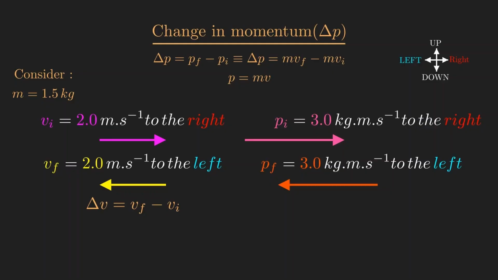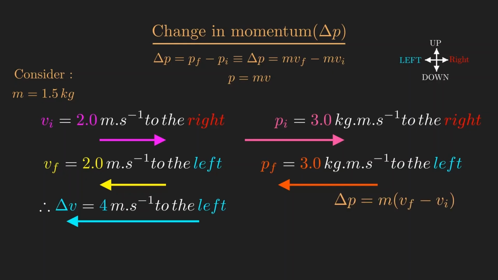What is the change in velocity? The change in velocity is the final velocity minus the initial velocity. So that is our initial velocity VI, and when we add the final velocity, the change in velocity is to the left, which is -4. So the change in velocity is 4 meters per second to the left.